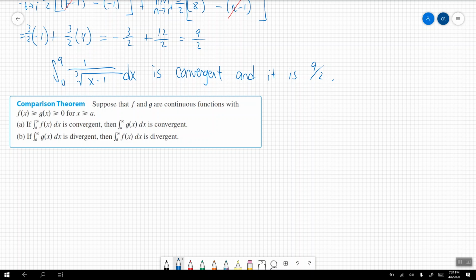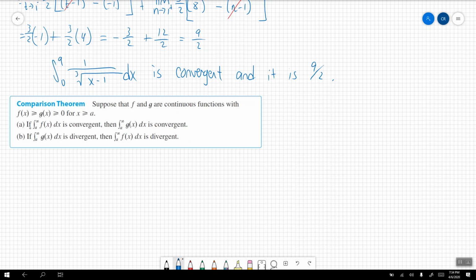Well, as you see here, we're going to make two assumptions. One, that both functions are continuous. Secondly, that f of x will always be larger than g of x, and that g of x is always going to be greater than 0 for the x values that we choose.